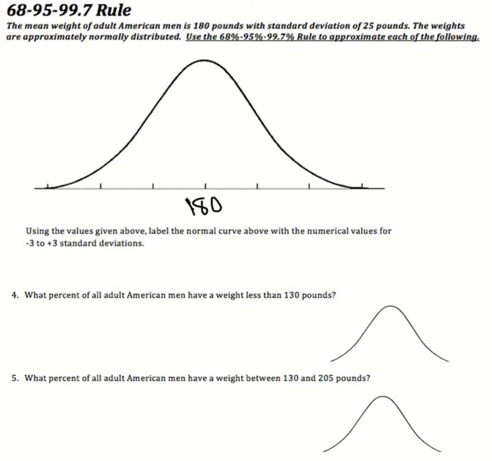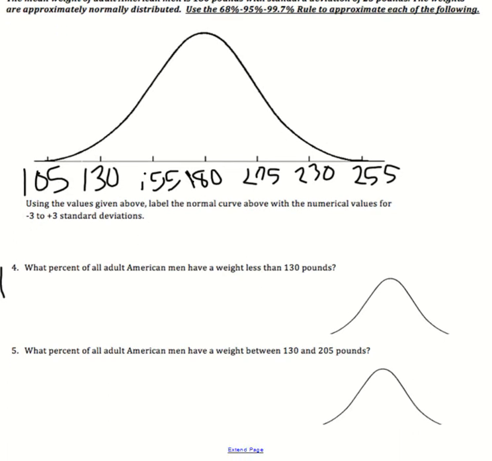Okay, well, let's make our curve. This is 180. This has got to be 205, 230, and 255. Down here we get 155, 130, and 105. So, it says what percent of all adult American men have a weight less than 130 pounds?